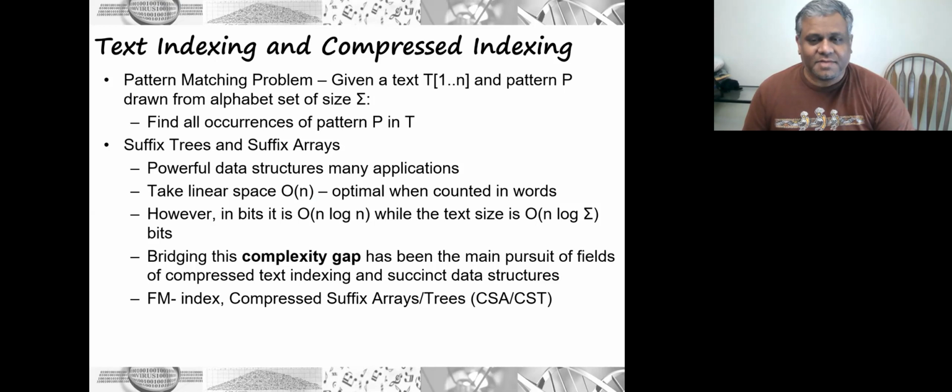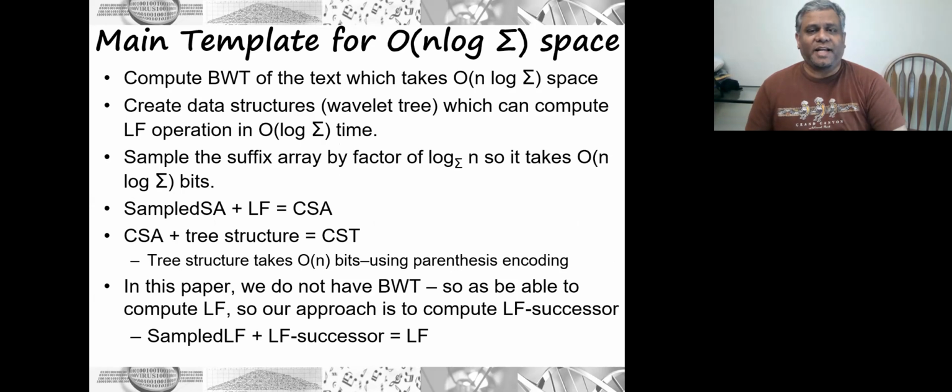Now, many techniques evolved in this field, like FM index, compressed suffix arrays, and compressed suffix trees. Many of these actually relied on Burrows-Wheeler transform and what is known as LF mapping. So what is the main template here to get an index in n log sigma space, but not n log n bits, but n log sigma bits of space? Firstly, we compute a Burrows-Wheeler transform of the text. I'm not going to go into what that is, but you can say that Burrows-Wheeler transform of the text is a permutation of the text. So it just takes n log sigma space. It does not take more space.